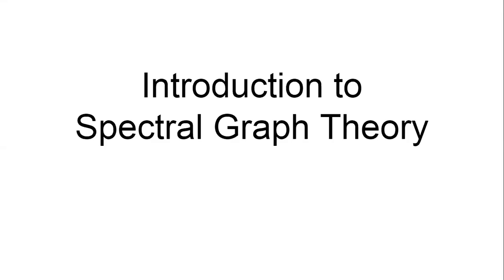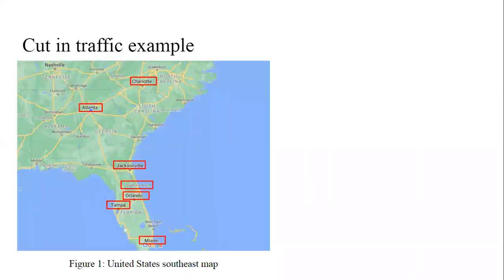Hi everyone, today we want to talk about spectral graph theory. Now let's consider one example. Here is a map from the southeast part of the United States. Suppose I want to drive from Atlanta to Miami.